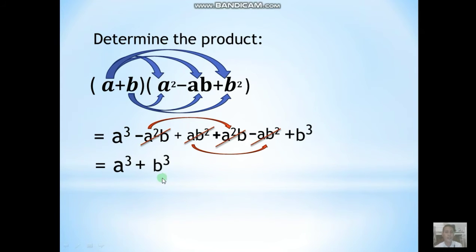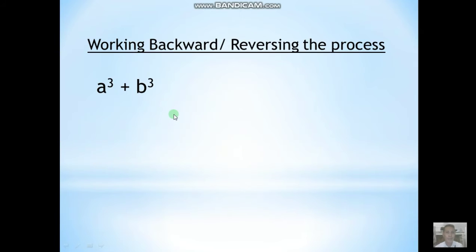Okay, so this is now the result after multiplying this expression. So these are the factors of this product. Okay, this product is what we call sum of two cubes. So this is what the lesson is all about. So what are we going to do with this? We need to reverse the process or we need to work backward in order to go back to its factors. Okay, so let us do it. So this is the result just a while ago, so working backward or reversing the process.